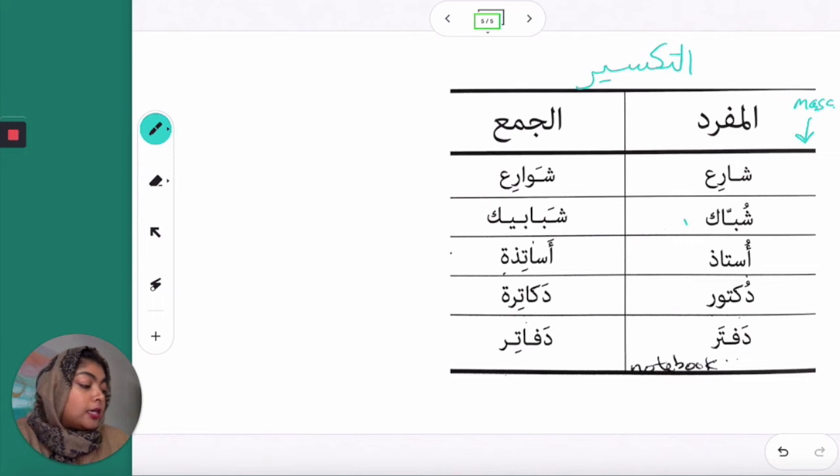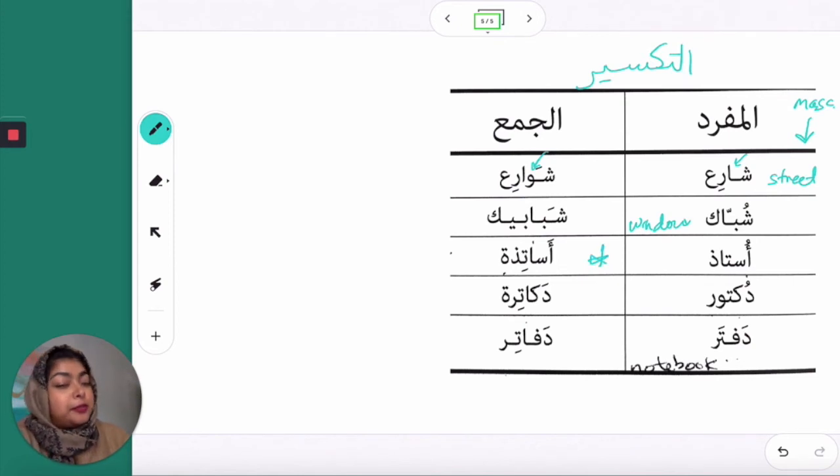Shari'. Shari' is street. Shawari'. Notice here, we added a wow. Shari', and we took off this alif here. Shari', shawari'. Shubbak is a window. Shababik, windows. Ustad, teacher, professor. Asatida.